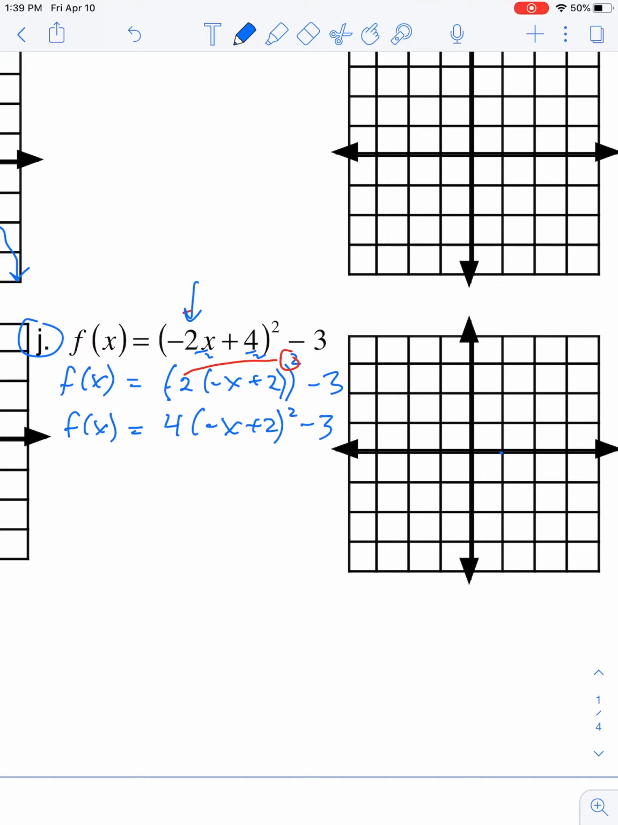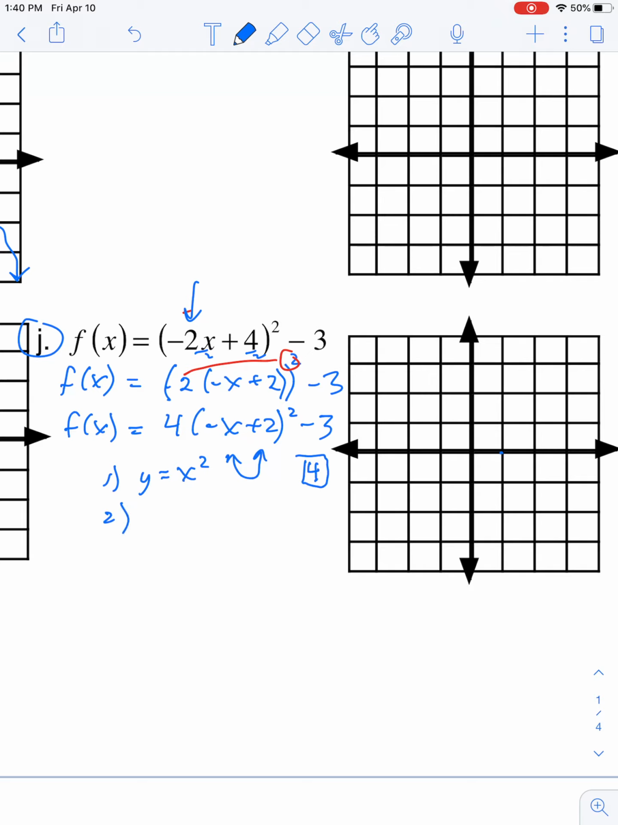All right, let's put all our steps in then. Our parent function, of course, is just y is equal to x squared. This time we have a vertical stretch of 4. So I'm just going to kind of put that in a box over there. And my graph is looking like that.